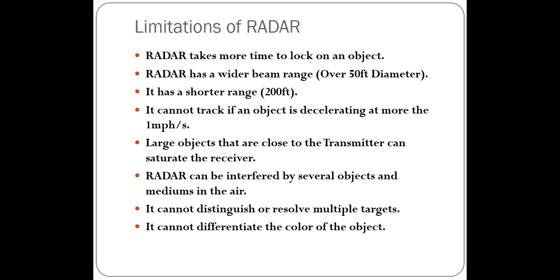So these are some limitations of the radar. Radar takes more time to lock on an object. Radar has a wider beam range, over 50 feet diameter. It has a shorter range, meaning we can operate it only up to 200 feet.